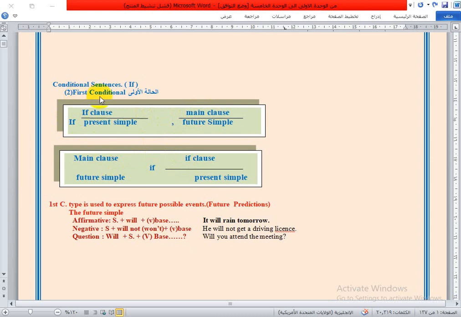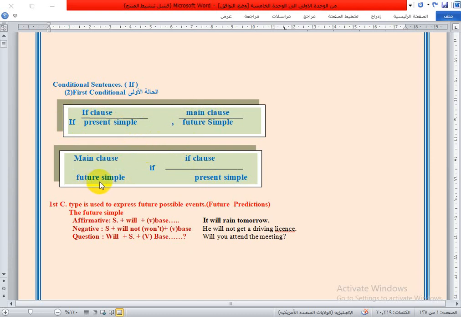In the first conditional type, the if clause must be present simple. If clause must be a present simple. But the main clause should be future simple. Main clause should be future simple.